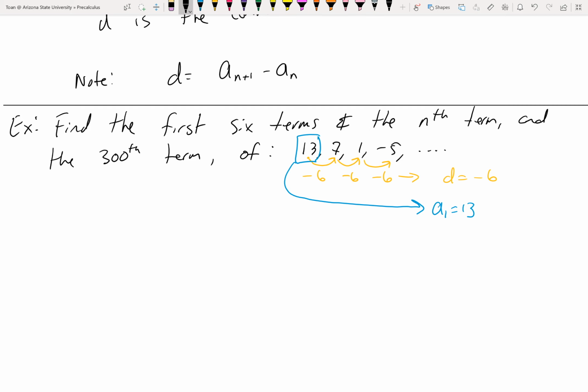We immediately know what the nth term is. A sub n, the nth term, is a sub 1 plus n minus 1 times d.